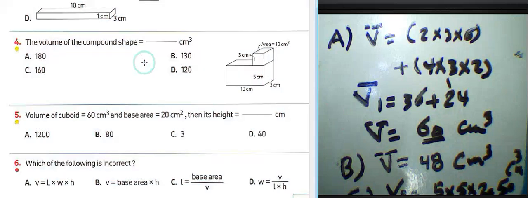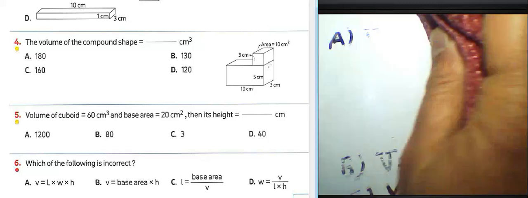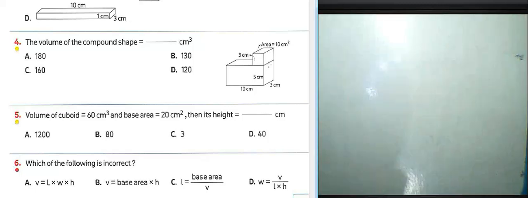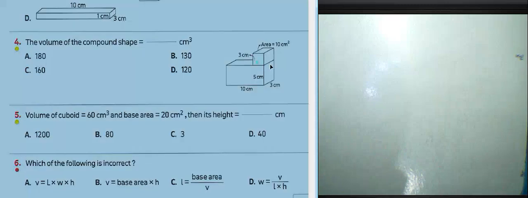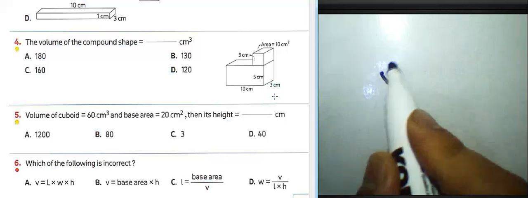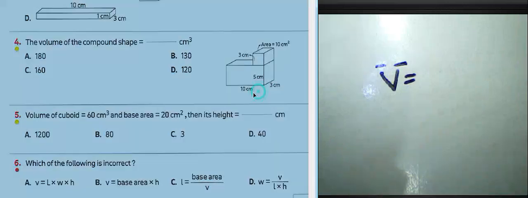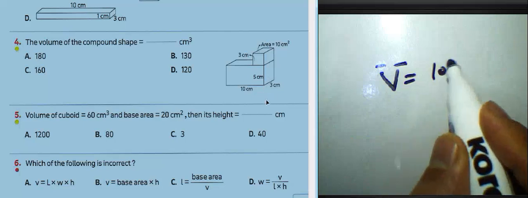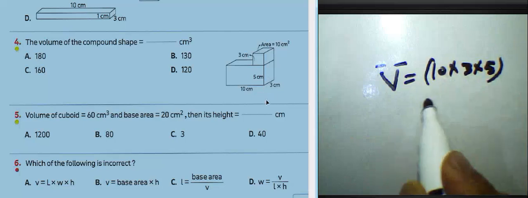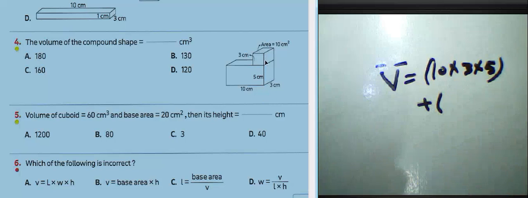Question number 4. The volume of compound shape. Here he asked about the volume. We must divide this compound into rectangular, here 2 cuboids. Okay, first the cuboid in the base and the cuboid in the top. I will find the volume here. First, the base. Look at here, length times width times height, 10 times 3 times 5, plus the volume of the top, area of the base times the height, 10 times 3 equal 30.